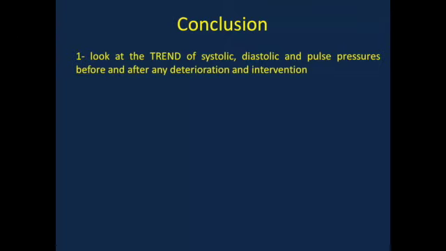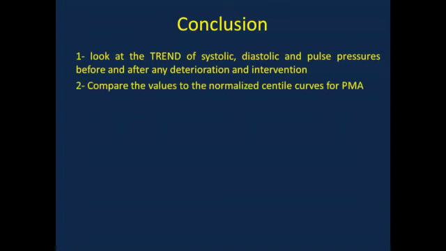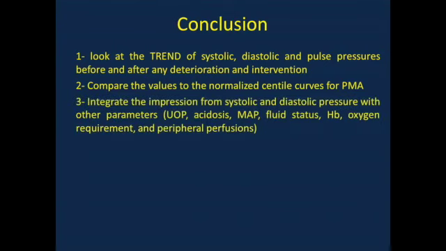Just to conclude, your approach, the physiologic approach, should look at the trend of systolic, diastolic, and pulse pressures before and after any deterioration and interventions. Compare the values to the normalized centile curves for post-menstrual age. Integrate the impression from systolic and diastolic pressure with other parameters like urine output, acidosis, mean airway pressure, fluid status, hemoglobin, oxygen requirement, and the peripheral perfusion. So that's the value of integrating the hemodynamics with the other parameters related to end organ performance.